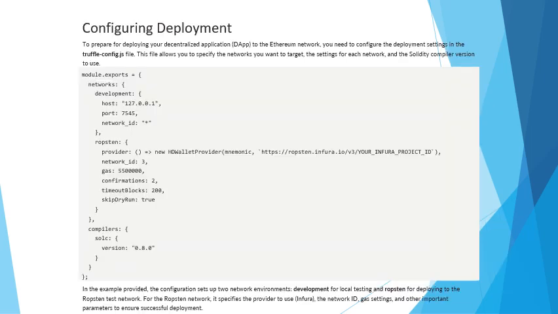To prepare to deploy the DApp to the Ethereum network, we first need to configure the deployment settings in the truffle-config.js file. This file allows you to specify the networks you want to target, the settings for each network, and the Solidity compiler version to use. In the example provided, this configuration sets up two network environments, development for local testing and Ropsten for deploying to the Ropsten test network. For the Ropsten network, it specifies the provider to use, which is Infura in this case, and the network ID, gas settings, and other important parameters to ensure successful deployment.